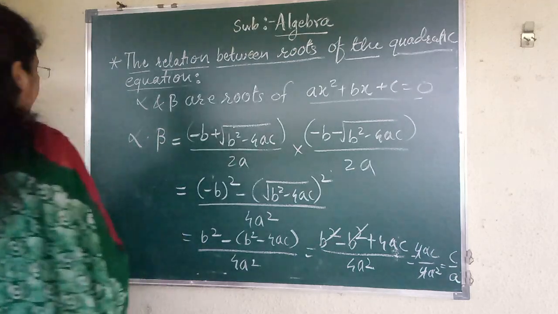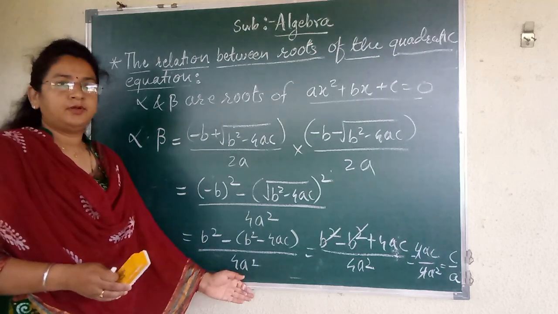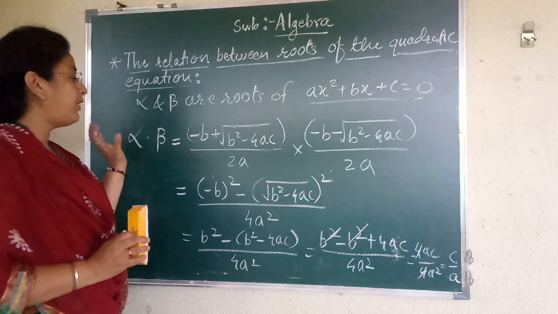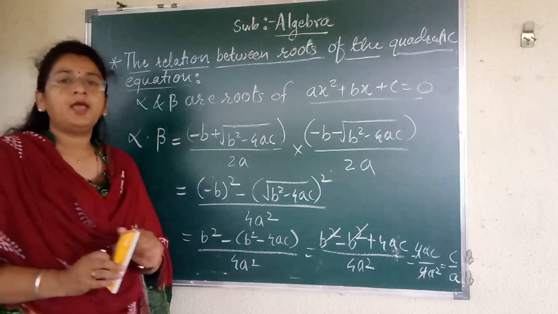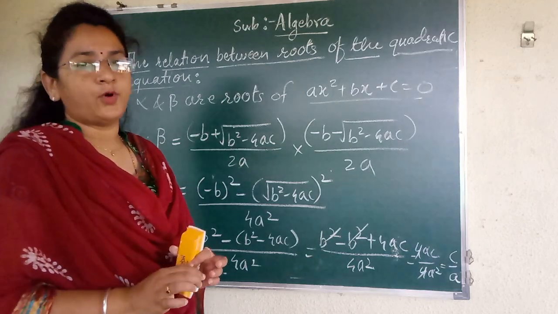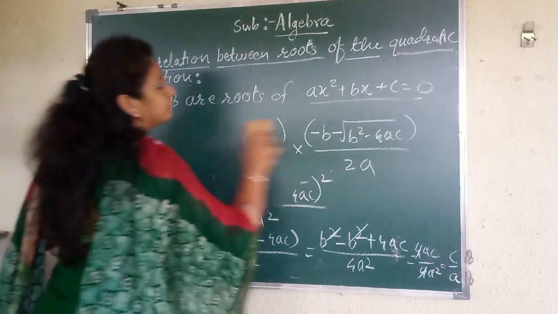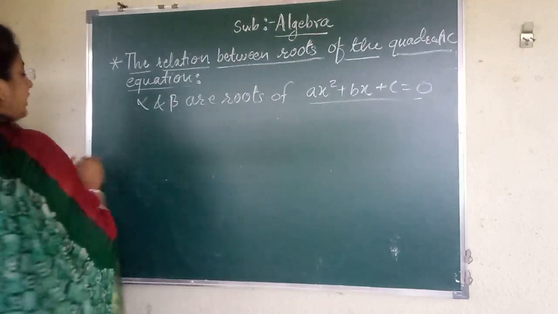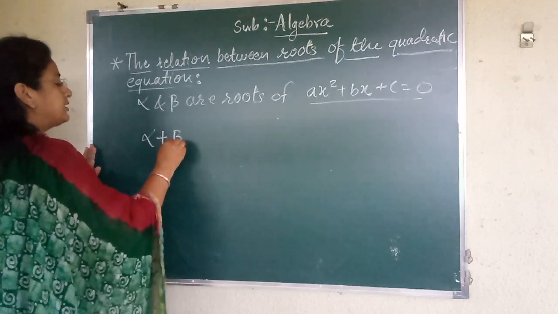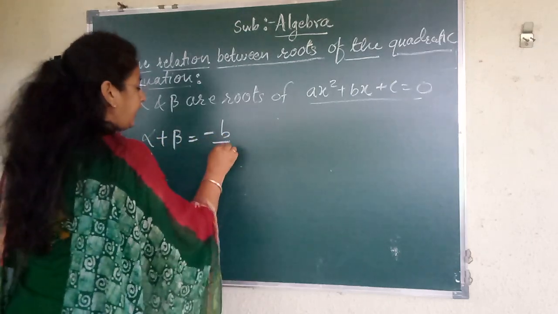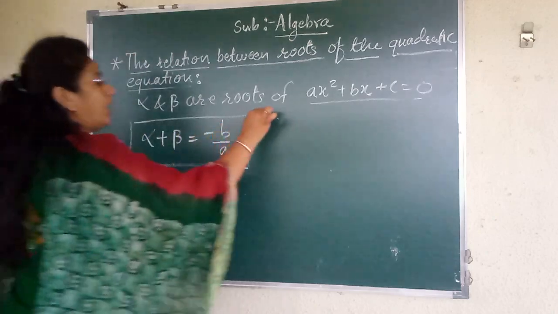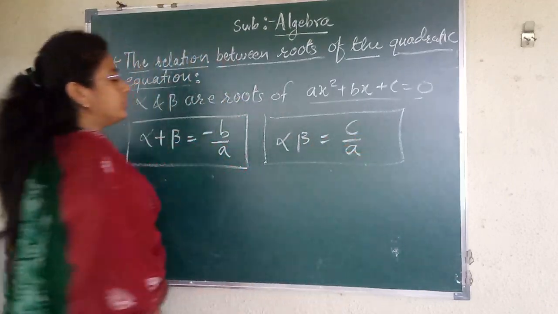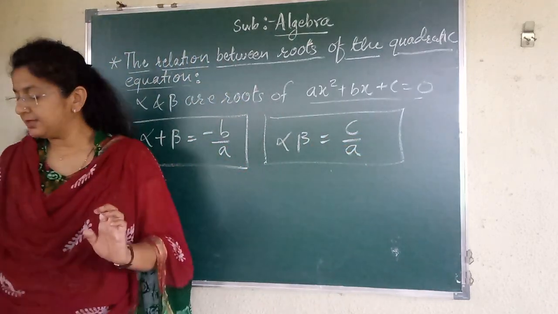We'll write these relations again. How to get this, the derivation, will not be asked in the exam. You have to just remember alpha plus beta is equal to negative b upon a, and alpha into beta is equal to c upon a. So I will write the relations again: alpha plus beta is equal to negative b upon a. This is the first relation. And the other, alpha into beta, is equal to c upon a. Using these relations we can solve examples. One example we will see.